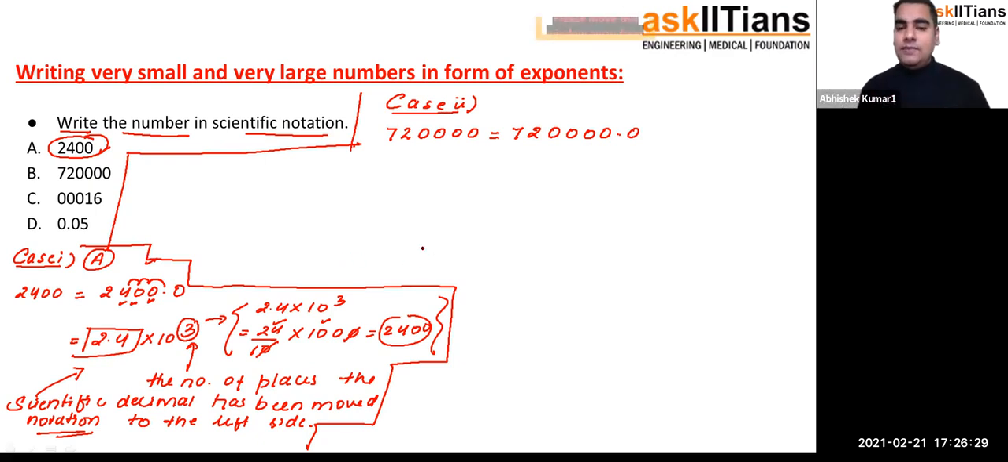So by how many places do we need to move this decimal to the left-hand side? One place, two places, three places, four places, five places. I am repeating again: one place, two places, three places, four places, five places. So you have to move this decimal to the left-hand side by five places. So what will you get? You will get 7.2 after moving the decimal. And since you have moved this decimal by five places, what should be the power of 10? The power of 10 that you are going to have is 10 raised to the power 5.